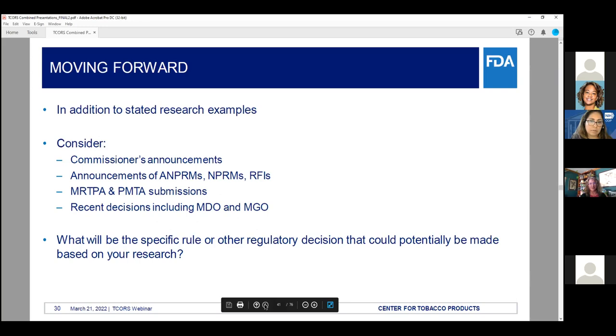I've already talked a little bit about authorization, so I won't go too far into that, except to define MDO as a marketing denial order and MGO as a market granting order.